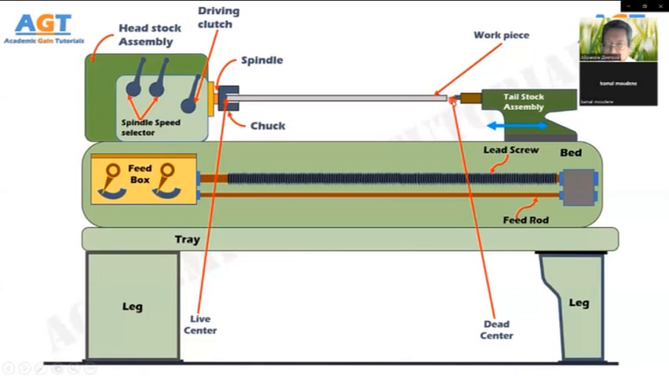The dead center can be mounted in a ball bearing so that it rotates with the job, avoiding friction of the job with the dead center, as it is important to hold heavy jobs.